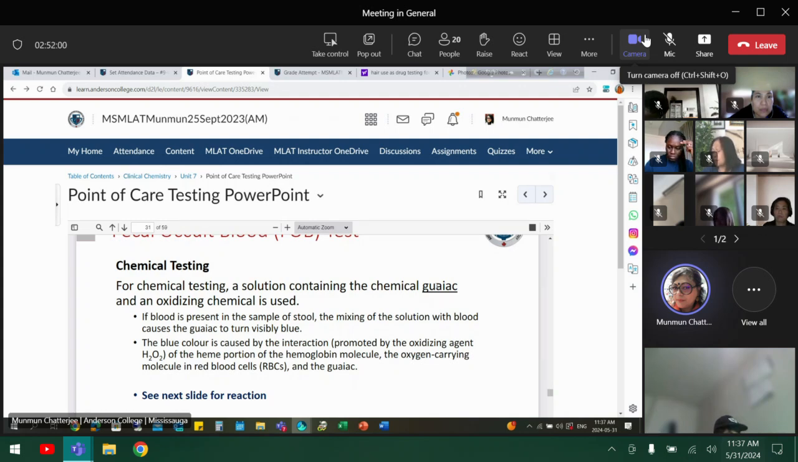Here comes the heme protein of the hemoglobin molecule, which provides the oxygen carrying capacity of the molecule in red blood cells. Sometimes in the question, they may give you blood. Why is the FOB test used? It can detect hemoglobin. If the option is hemoglobin, you have to take hemoglobin, because hemoglobin is the major part of the blood and actually it is detecting the heme portion of the hemoglobin molecule for the FOB test.